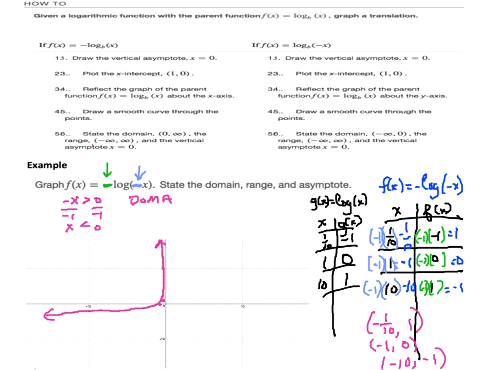So my domain here is from -infinity up to, but not including 0, and then my range is the same. Range is always -infinity to +infinity.